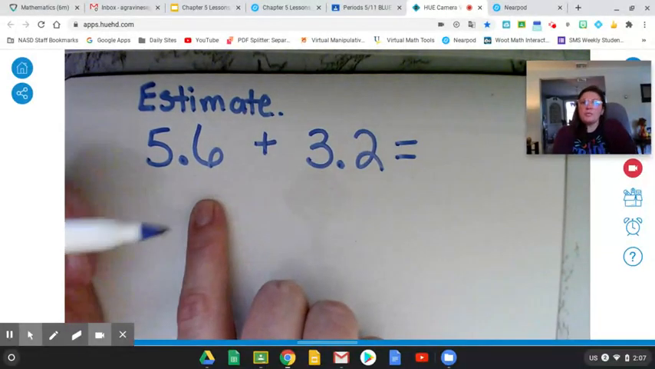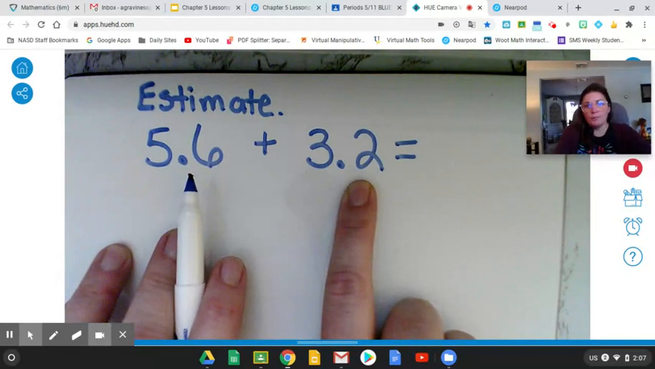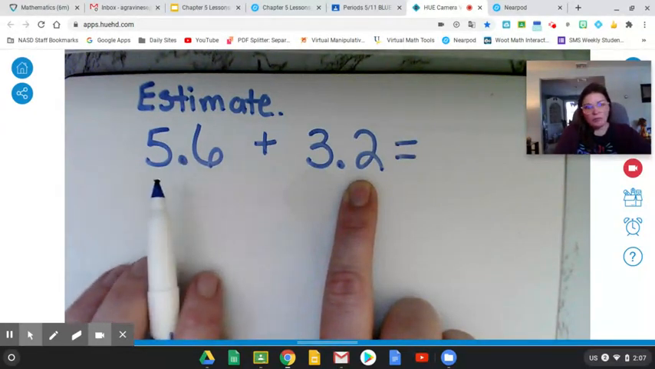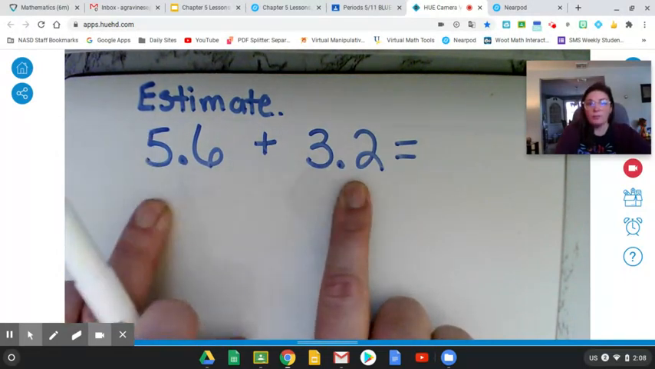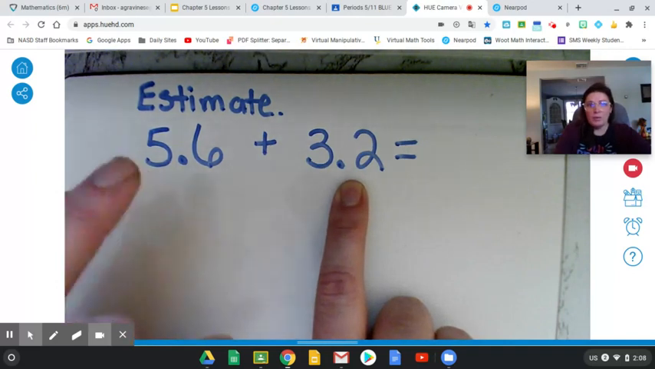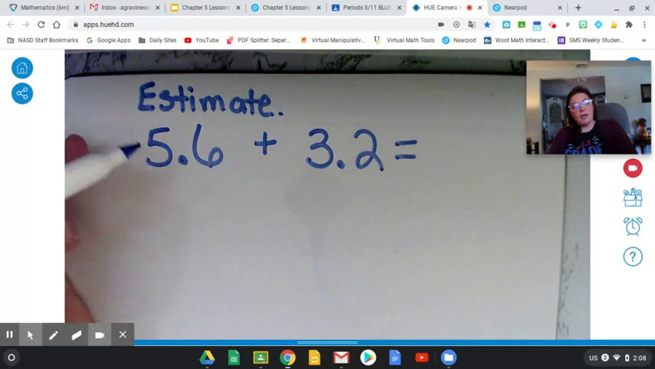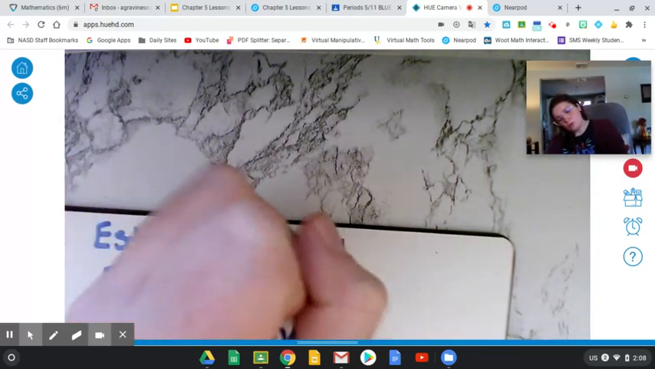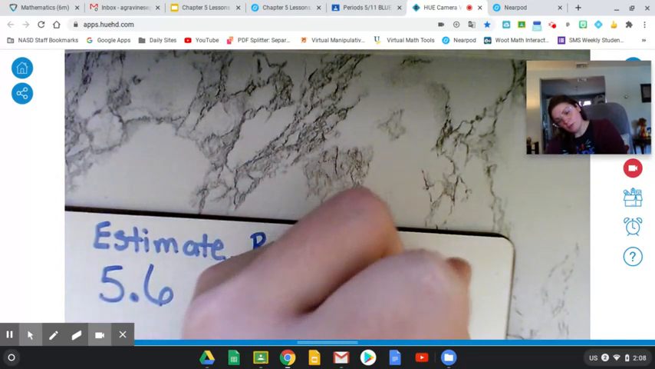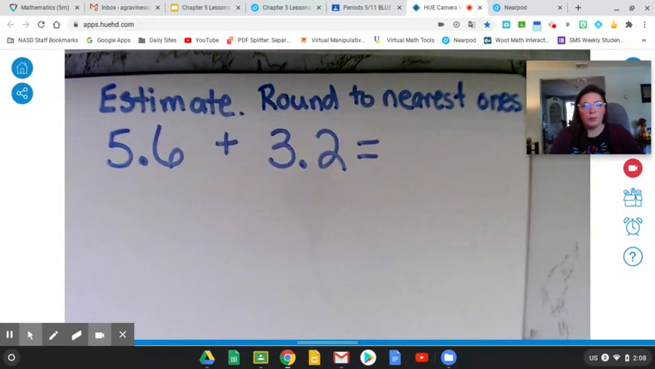What you need to do is ask yourself, what are these numbers close to? That is a good number to use for an estimate. Sometimes the directions will tell you to round these to a specific place value. All right. Other times, an estimate can just be whatever you want to make of it. So let's say that for this question, we want to round to the nearest ones, or round to the nearest whole number.